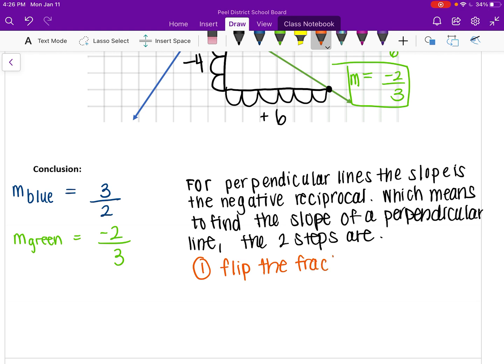So it went from 3 over 2 to 2 over 3. So flip the fraction and then change the sign. So the sign was positive and we changed the sign to negative. And that's it, 2 steps.